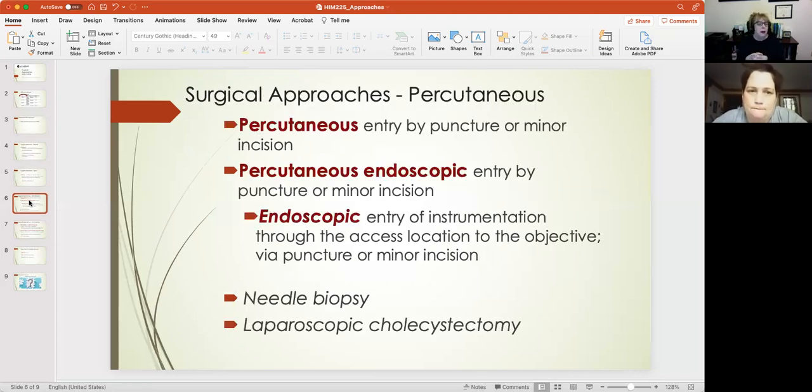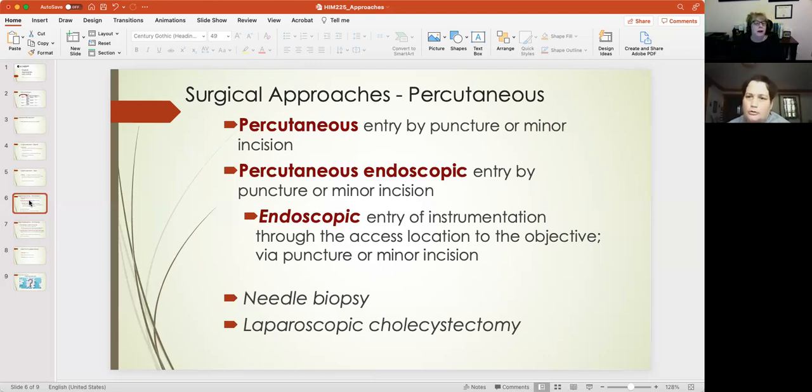Next, we're going to talk about percutaneous, and there are two different approaches identified as percutaneous and percutaneous endoscopic. Pretty much percutaneous means, and you remember the layers of the skin, going into the skin by a puncture or a minor incision. That means it might be a tiny incision, like 1 inch. Or it may be where they stick a needle in. Or they could use a punch biopsy.